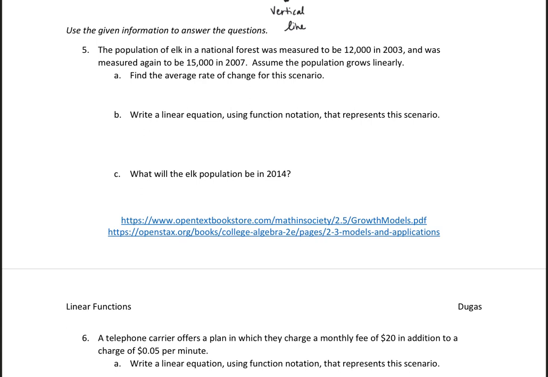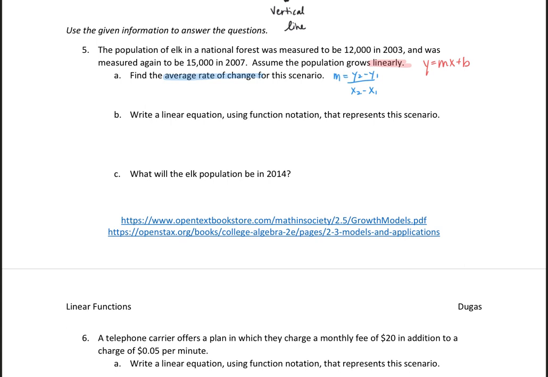So the average rate of change, there's a couple of keywords. Linearly is important. When you see that it's growing linearly, you're going to be trying to make some kind of equation that looks like that. Remember that the average rate of change, when it's talking about a linear equation, is your slope. So you're going to be looking for information in order to make a slope happen.